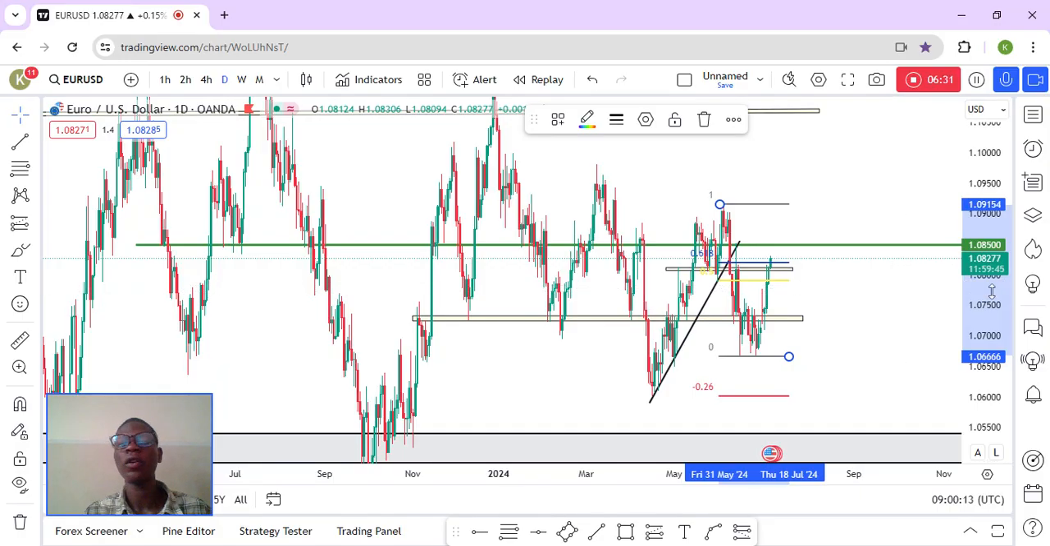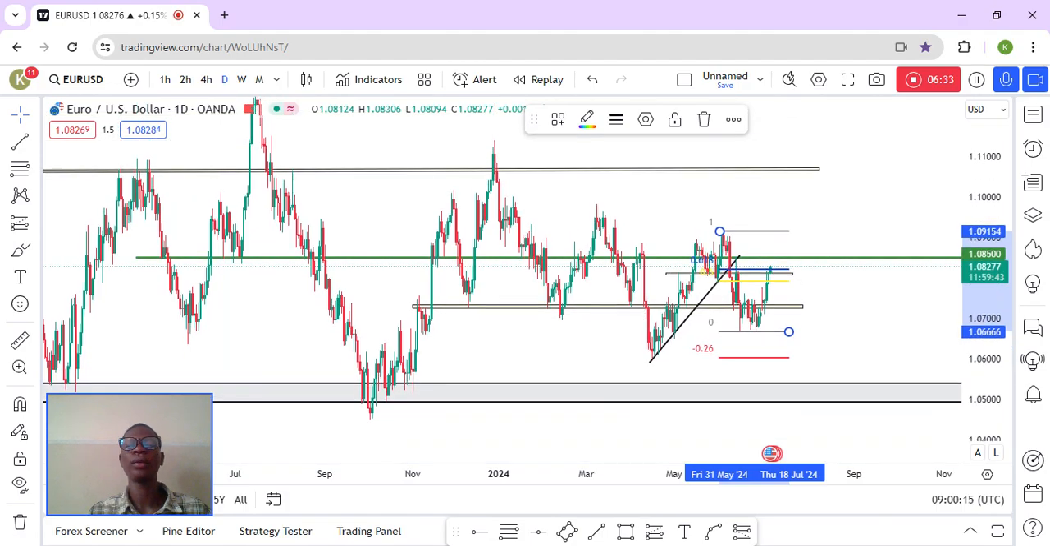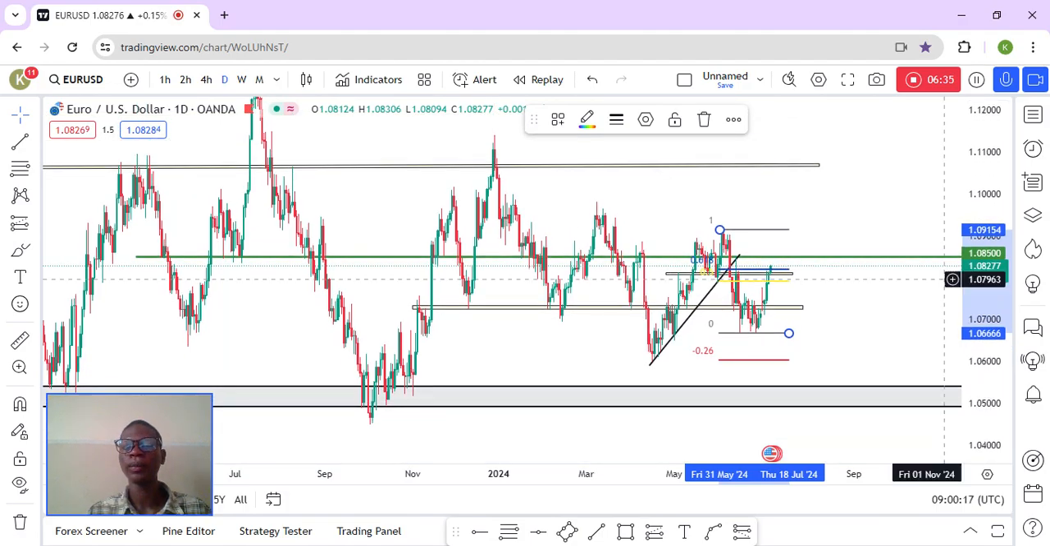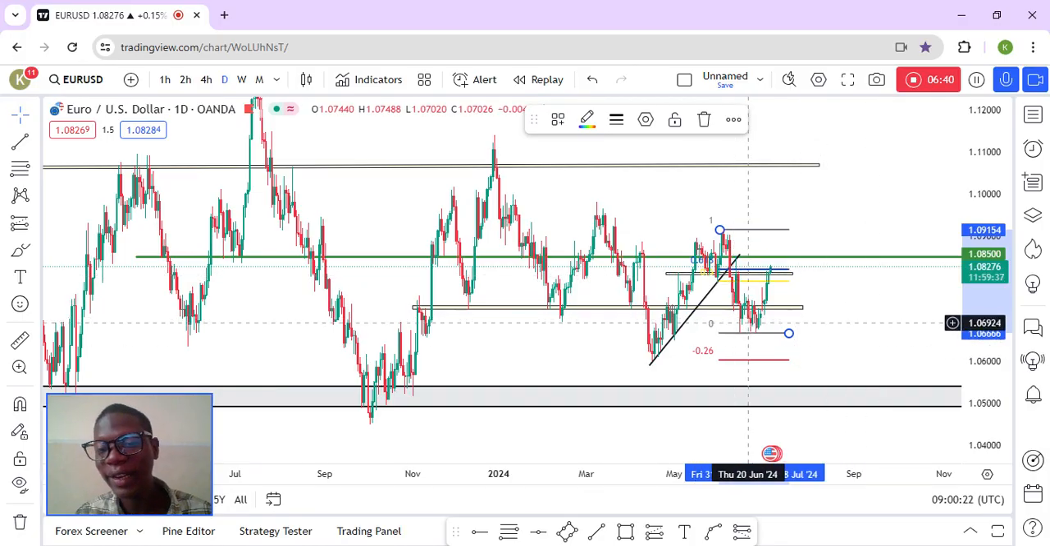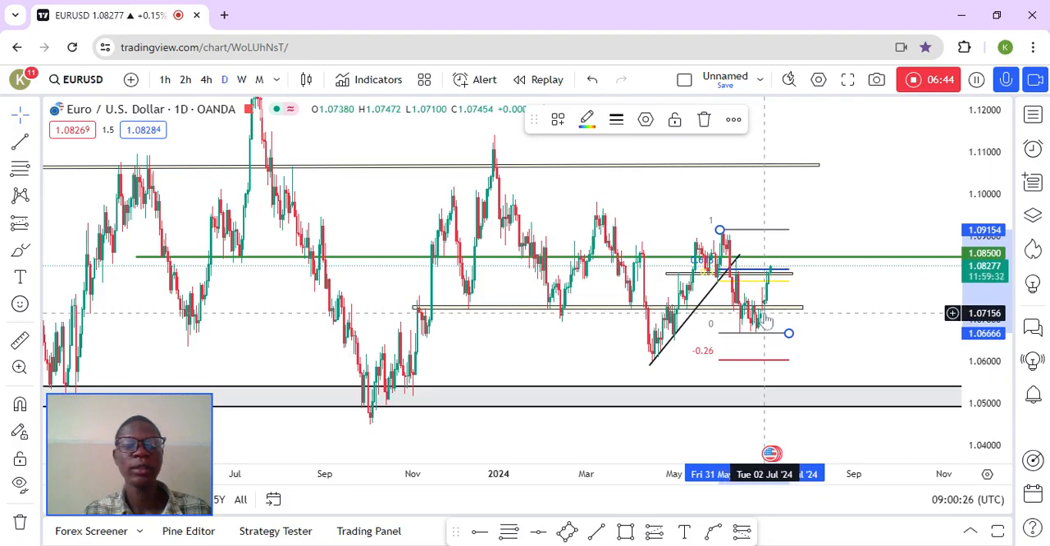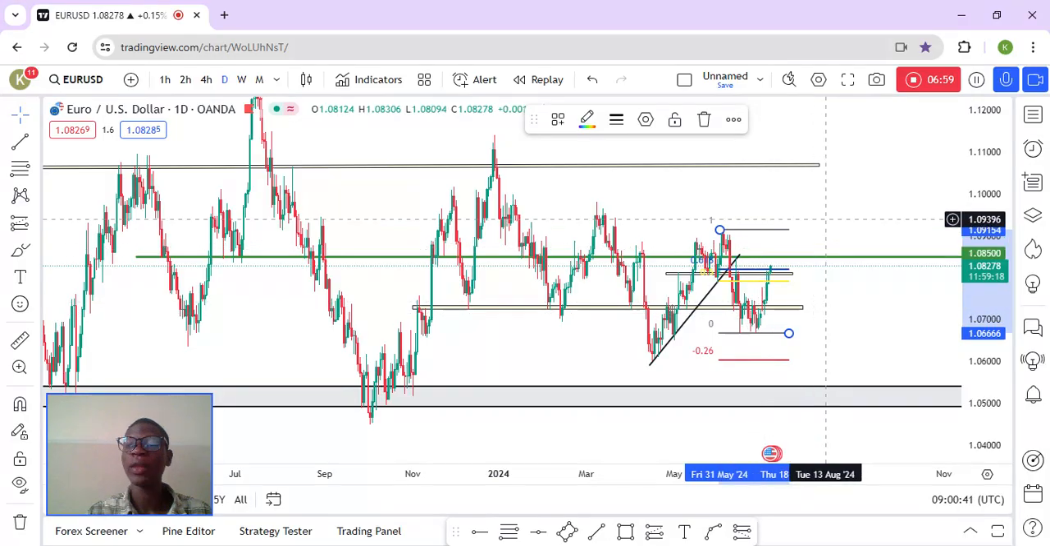So that's it for Euro USD. What we just have to do is to be calm and see what's going on. But there is no need to rush. You guys know we waited for days before this Euro USD trade finally took off. So that's just how the market is. We just have to be very, very patient. If you are very patient in the market, you will surely make money. So that's it on Euro USD.